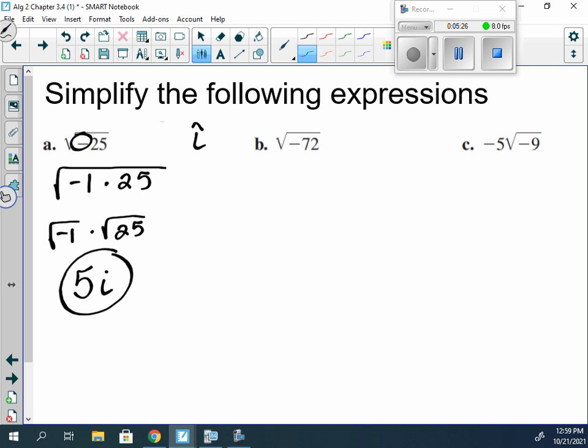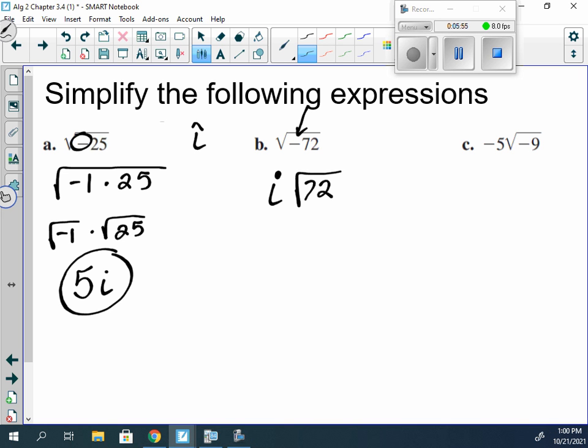Now when we look at this next one, the negative inside the radical is going to turn into what? It's going to turn into that i. So what we can say is I can go on and simplify that down to i, which just leaves me with the square root of 72, because the i is the negative part. Yes? Any questions on this here?